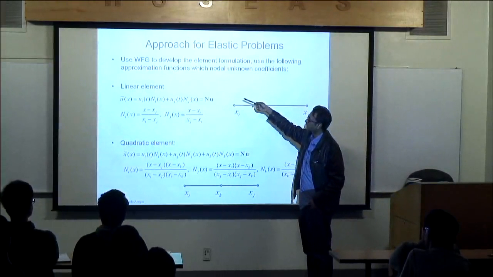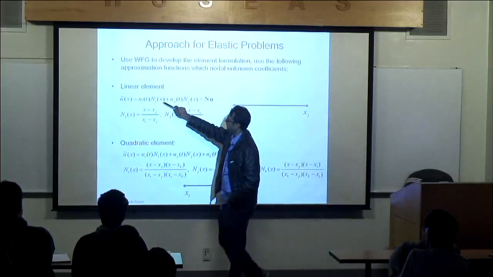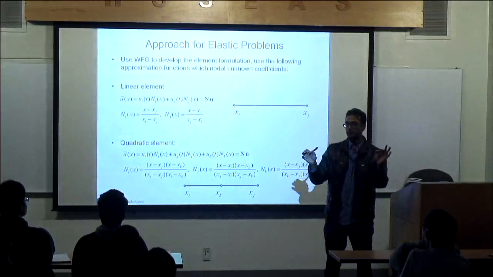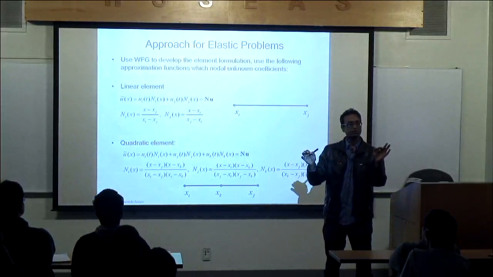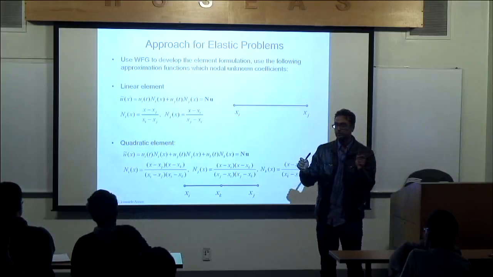And I'm going to take an example of a linear element. So for the linear element, everybody knows that for a linear element, I have what? How many unknowns? 2 unknowns. So then I should have how many shape functions? 2 shape functions, very good.